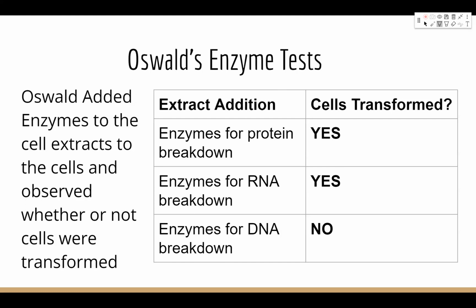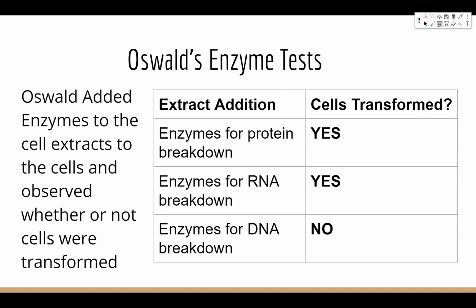So they're like, okay, what if we do it with RNA? What if we put an enzyme in our transforming principle that broke down all of our RNA? And they did that, and it still transformed. So even though there was no RNA in the mixture, it's still transformed. So RNA can't be the transforming principle.